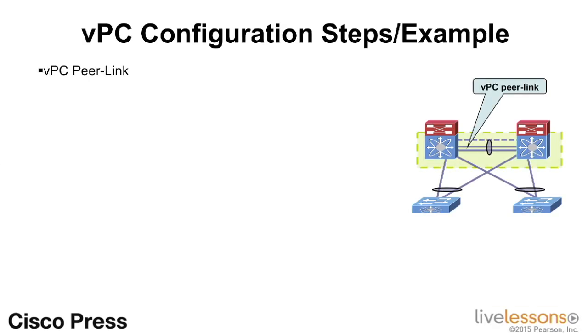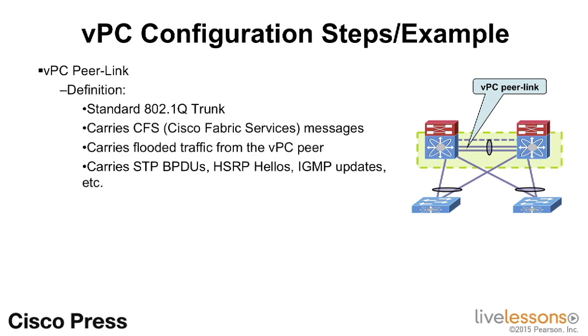So we're going to cover some of the VPC configuration steps in a graphical form, and then ultimately we will do a CLI example later on in this lesson. So again, we've discussed the VPC peer link, right? A little bit more detail about it though.